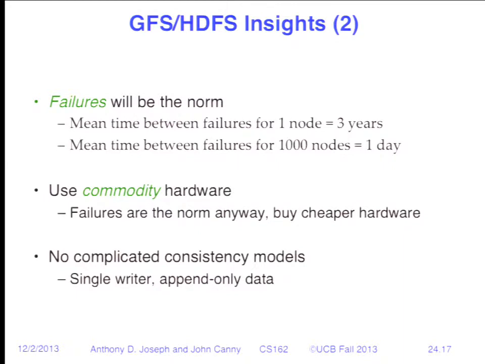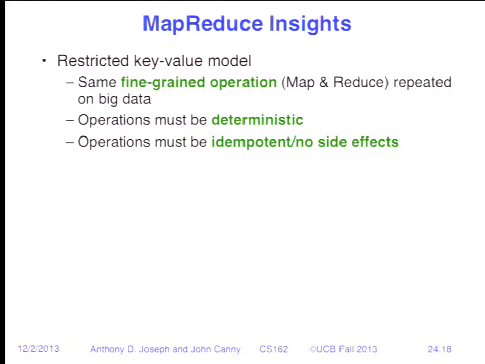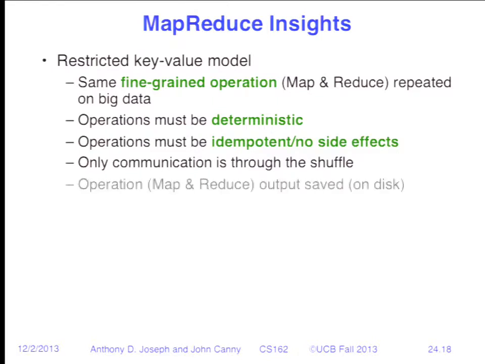MapReduce also brought a number of key insights. A very simple model, just keys and values. Take a fine-grained operation, a map or a reduce, and apply it in massive parallel to keys and values. But this requires that the operations be deterministic, and MapReduce also requires that the operations be idempotent. They can't have any side effects. The only communication that you're allowed to have is through the shuffle. You can read from HDFS, compute locally, write locally, shuffle, and then write to HDFS after you're done with the reduce. And these outputs from the maps and the reduces get saved on disks. Maps get saved locally, reduces get saved into HDFS.